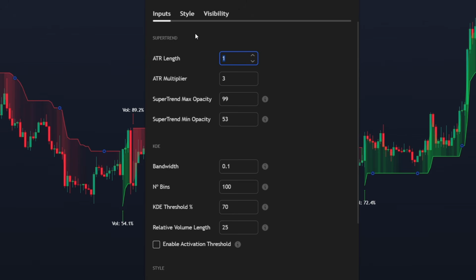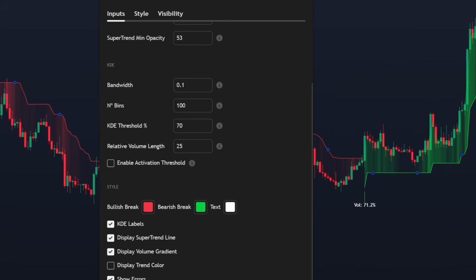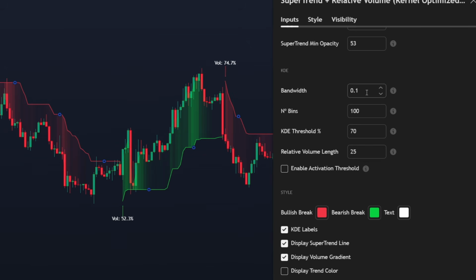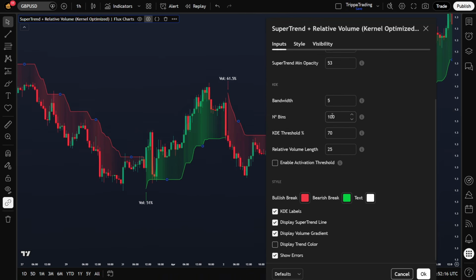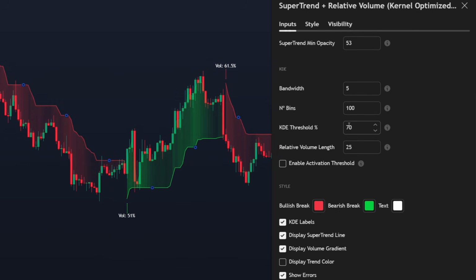Then you have the KDE settings, and this is where the strictness of the probability engine comes from. Bandwidth controls how smooth the KDE curve is. Lower bandwidth makes the model more sensitive to recent and specific patterns, which can feel sharper but also noisier. Higher bandwidth smooths things out, which can reduce noise but also make the model slower. Then you have the number of bins or steps. More steps means more detail in the KDE calculation. Fewer steps means a more general calculation. Higher steps can make the model feel more refined, but it may also be a bit heavier depending on the chart and your device. Then you have the KDE threshold %, and this setting is very important.